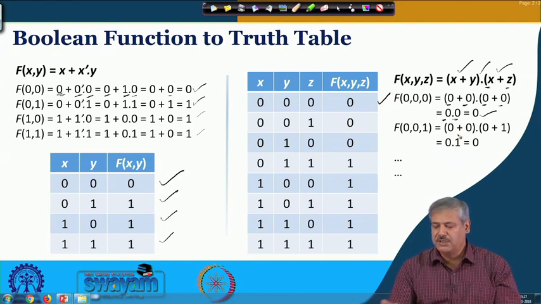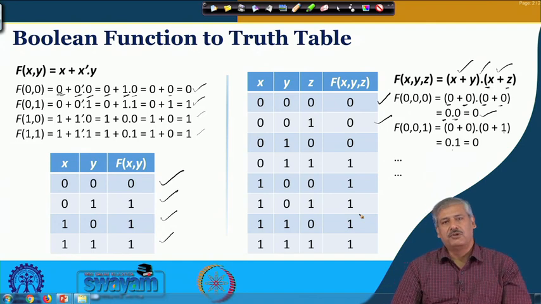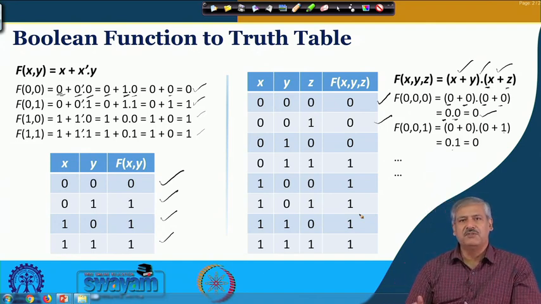So, then 0 0 1 another possibility. So, this particular row. So, again we substitute and we get 0 from 0 plus 0, x plus y, and 0 plus 1 we get 1 from x plus z, and 0 ANDed with 1 is 0. So, this is the second row that we get, and that way we get all the different rows and complete the truth table. Okay, this is a very simple approach.